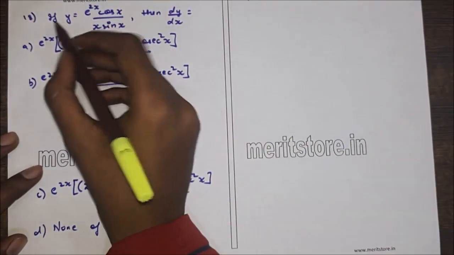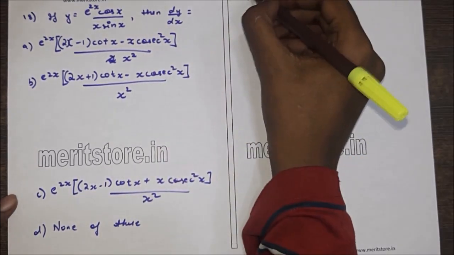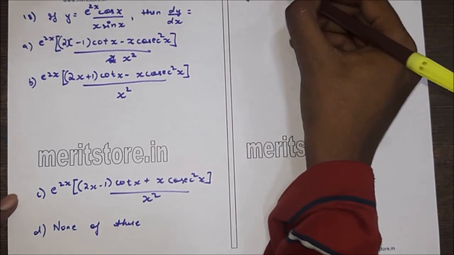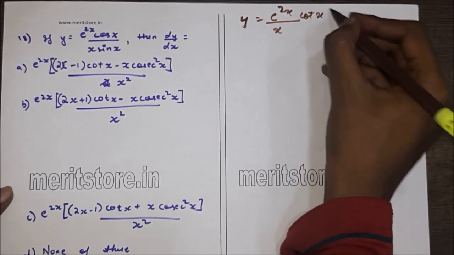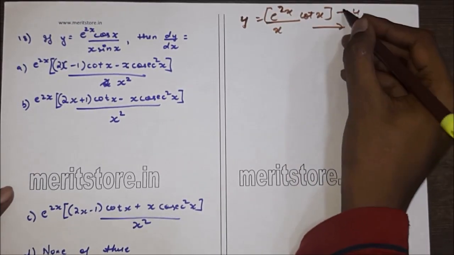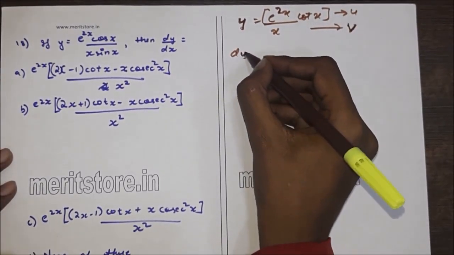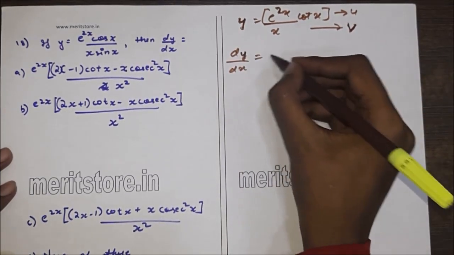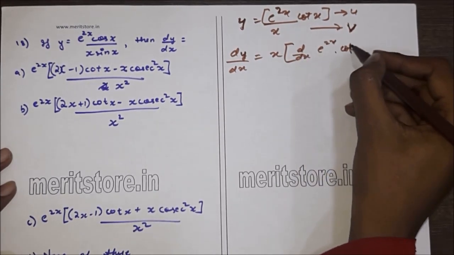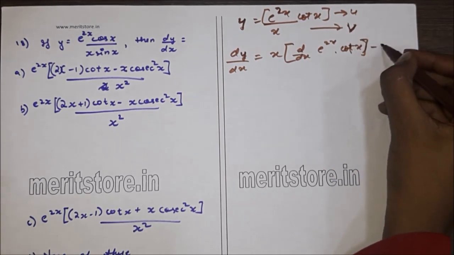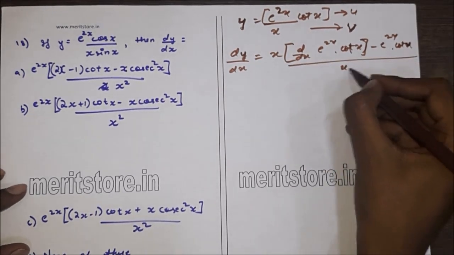If y is e raised to 2x cos x by x sin x, then find the value of dy by dx. y can be written as, cos x by sin x is cot x, so e raised to 2x by x into cot x. So let this be u, let this be v. So this is in the form of differentiation of u by v. So we have dy by dx is v into derivative of u, that is d by dx of e raised to 2x cot x, minus u into derivative of v, that is e raised to 2x cot x, derivative of x is 1, so into 1, divided by x square, that is v square.